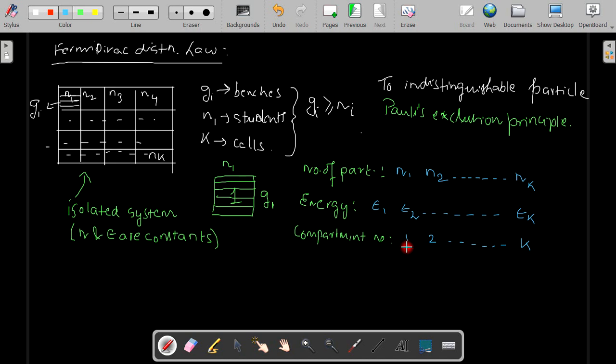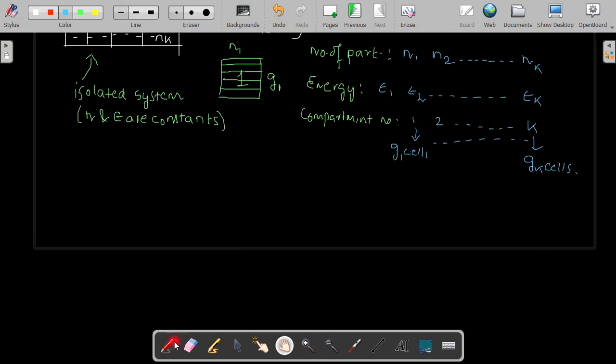Now each of these compartments will have cells. Okay, so as I said, each of these compartments, each of these classrooms will have benches, and let's say these are called cells. So it will have G1 cells, and then it will go on, and this one will actually have Gk cells. And based on this, we actually have the Fermi Dirac distribution. Okay, so let's just have a quick look on how we can actually do it.